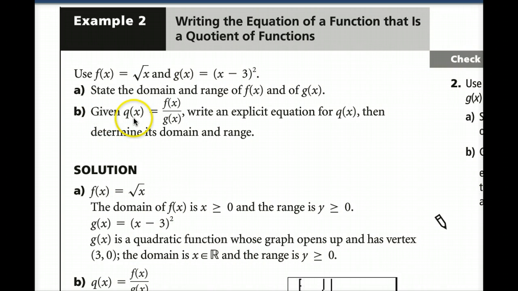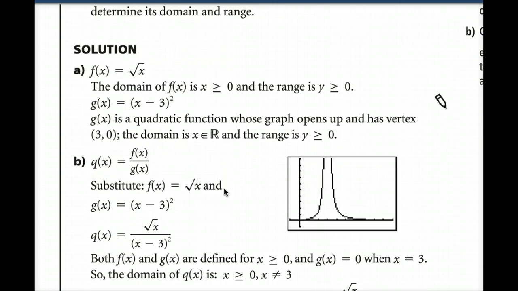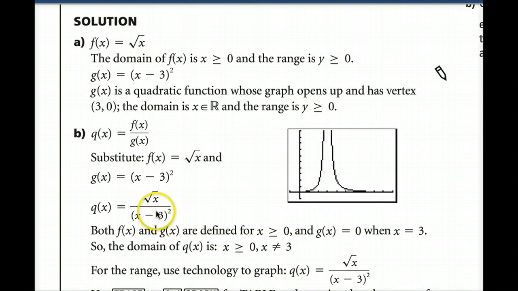Given that q(x) is a quotient of f(x) and g(x), we need to write an explicit equation for q(x). Basically, you just put the square root of x divided by (x minus 3) squared. So we look at it here. So that's going to be the result.